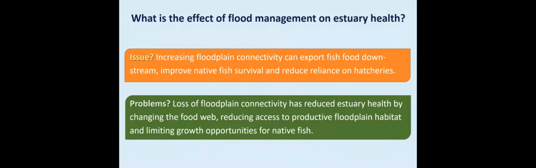Ample research has illustrated the value of floodplain inundation to food production, which can lead to increased food export downstream, improve native fish survival, and hopefully reduce our reliance on hatcheries. The challenge today is that engineered landscapes, like our delta, have led to a loss of floodplain inundation frequency and connectivity. Loss of connectivity has in turn changed the historic food webs, reduced access to productive floodplain habitat, and has curbed the growth potential of native fish.